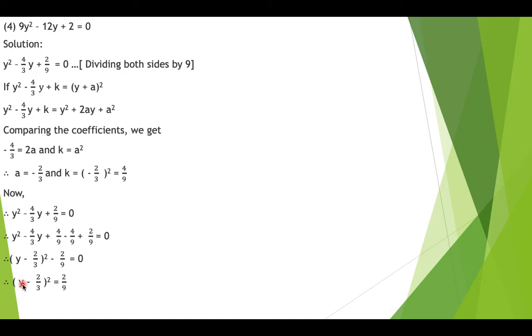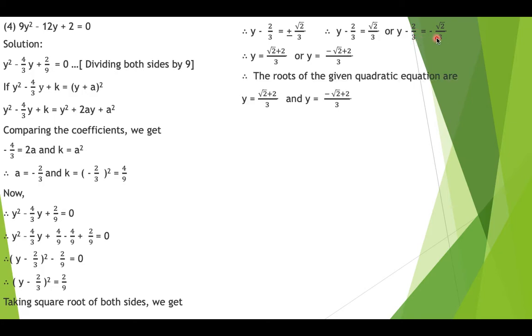So therefore, when you solve this, that is 4 by 9 plus 2 by 9, we are going to get (y minus 2 by 3) the whole square is equal to 2 by 9. So taking square root on both the sides, we will get y minus 2 by 3 equals plus or minus root 2 by 3. Since square root of 9 is 3, we get y minus 2 by 3 is equal to root 2 by 3, or y minus 2 by 3 is equal to minus root 2 by 3.